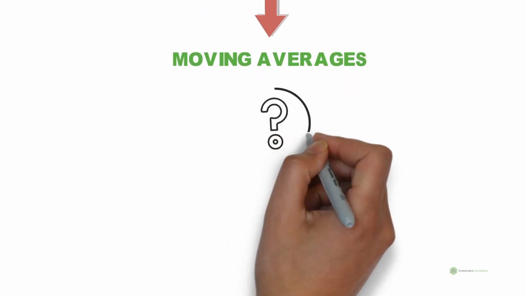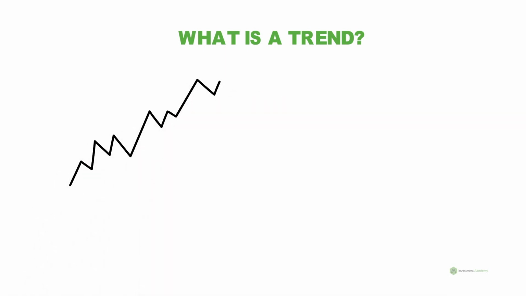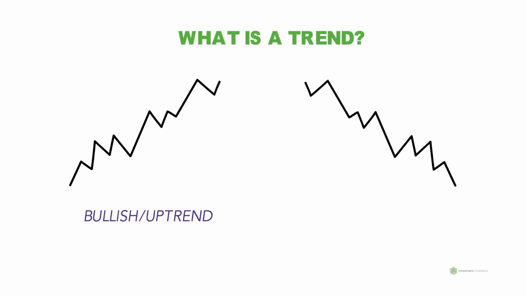What's a moving average? Let me explain. But before that, you need to understand what a trend is. Remember that stocks don't go up or down in a straight line. They move in wave patterns. If the stock is going up in a wave pattern, we call this a bullish trend or uptrend. And if the stock is going down, we call it a bearish trend or downtrend.